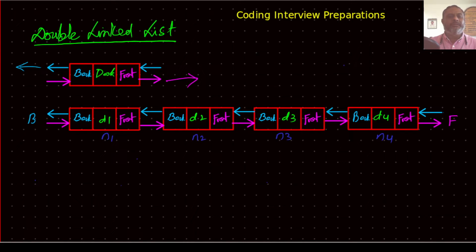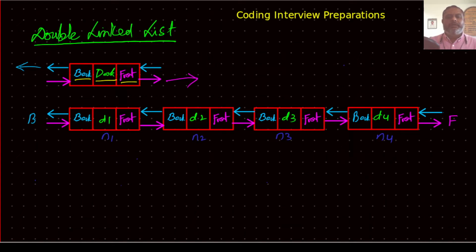When you say doubly linked list, the node has three components. One component is reserved for the data, and one component, as we have seen in the single linked list, is reserved for storing the address of the next node. Along with that, we added one more component which stores the address of the previous node.